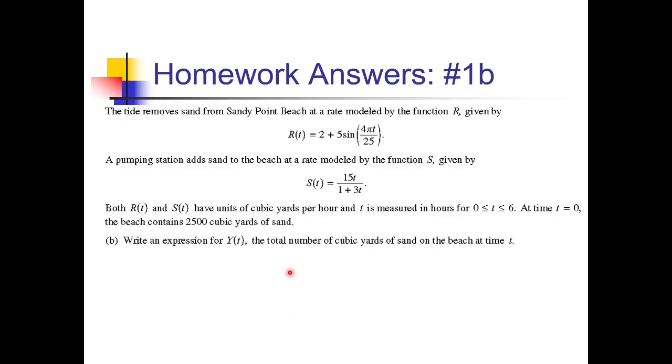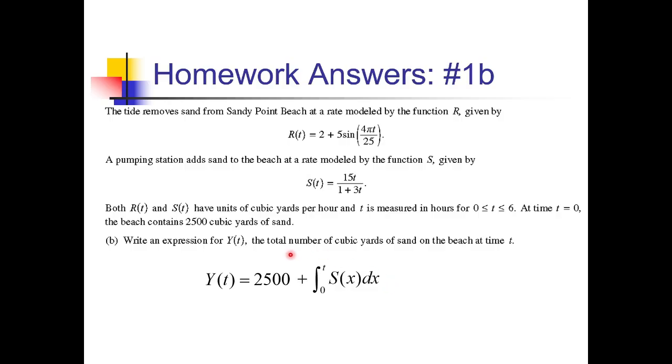For part B, they want us to write an expression for y of t, which they're defining as the total cubic yards of sand at time t. So for this we have three components. We have the sand that we're starting with, 2,500, plus the sand that we are pumping in. Now to find that sand, we need to do the integral from 0 to 6, actually 0 to t, and inside our function we're going to need a different variable, so we're going to call this s of x dx, the way we write this.